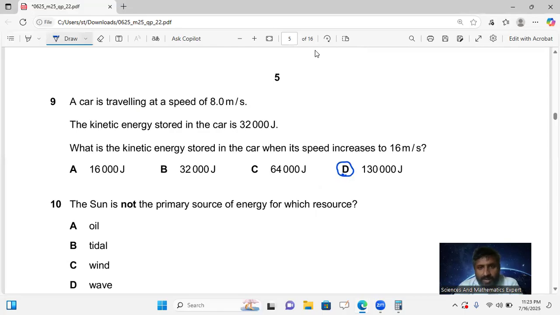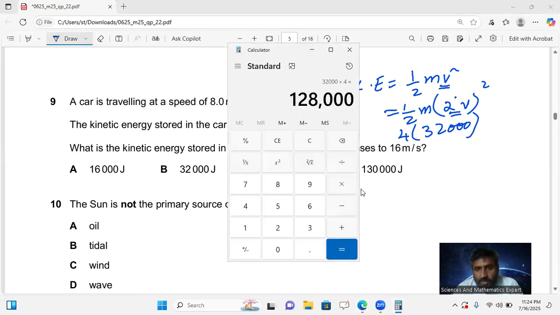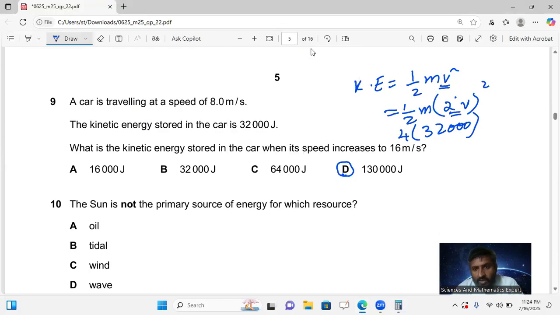What I did basically, as I know, kinetic energy is equal to half m v square. If the speed is doubled, it means 2 v, whole square. So it is 1 by 2, m is still there. How much has the kinetic energy increased? Because of this square, it is 4 times. So I just multiplied 4 with 32,000, which was shown to you as 128,000. I rounded it off and I got the value of 130,000 joules.